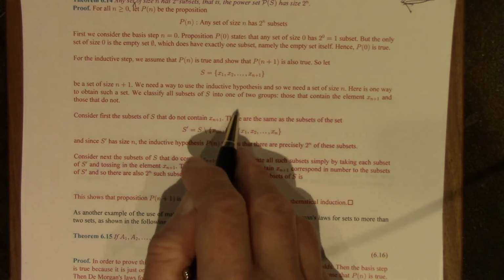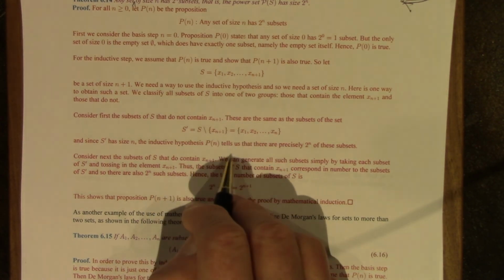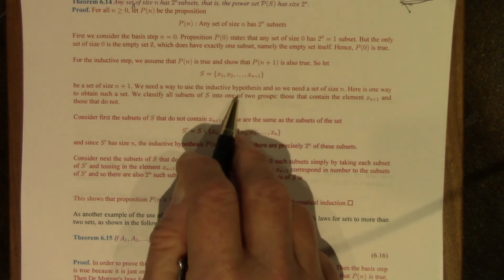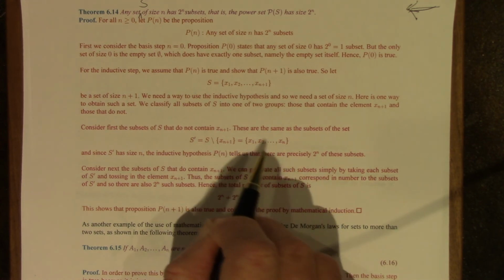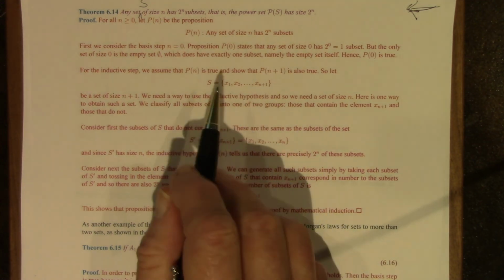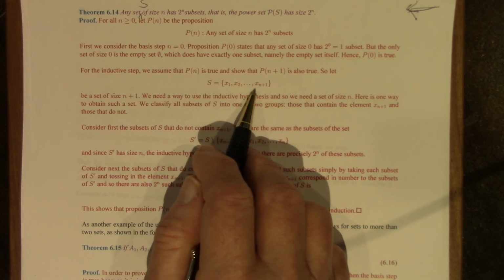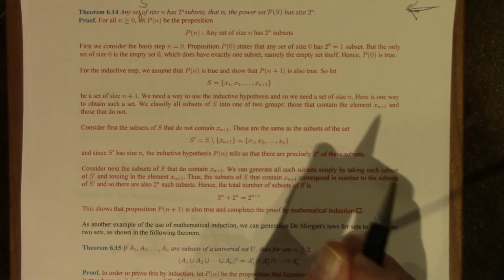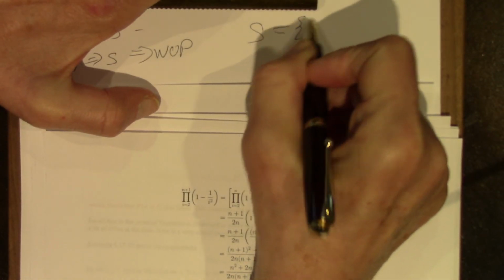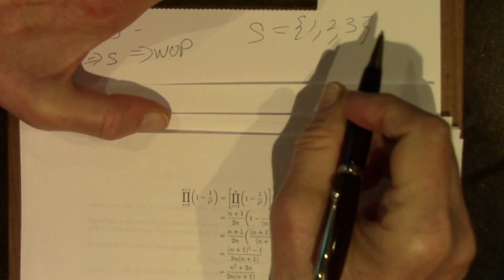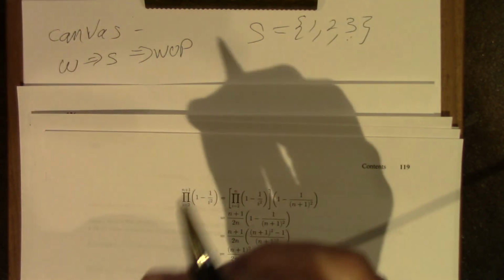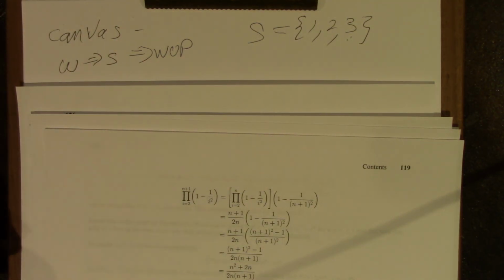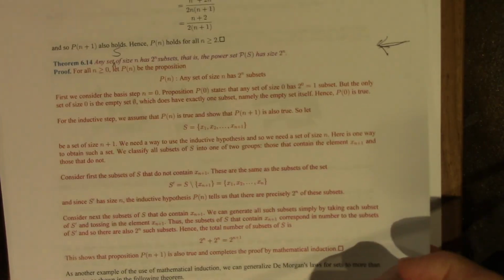If that was a little vague to you, I suggest you ponder this. This is an important argument worth seeing clearly. What you could do is take a set of size 3, for example, a simple set like S equals {1, 2, 3}, and look at the subsets of S that contain 3 and the subsets of S that don't contain 3, put them in a list, 2 columns, and compare them, and you'll see immediately what's going on.